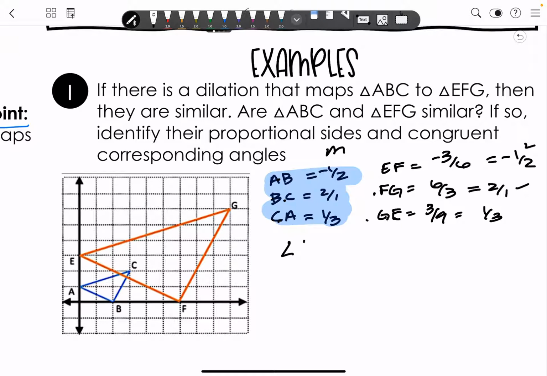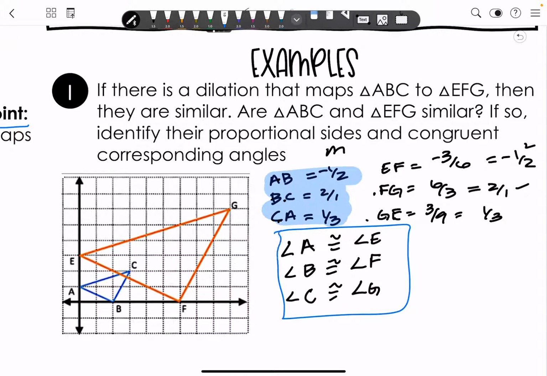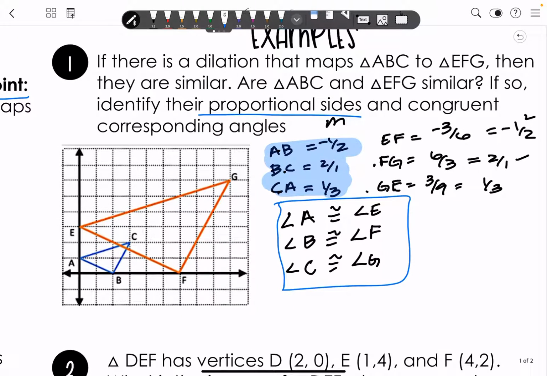So you can say angle A, angle B, and angle C are congruent to angles E, F, and G. And that is part of the answer that we are looking for, because we also need to write our proportional sides. You can check that by just using the slope as well, because you've used a similar triangle to set it up. It's kind of cool.